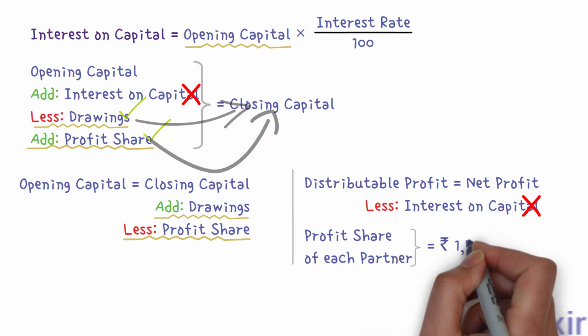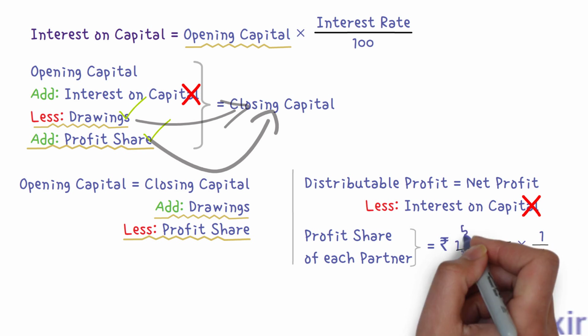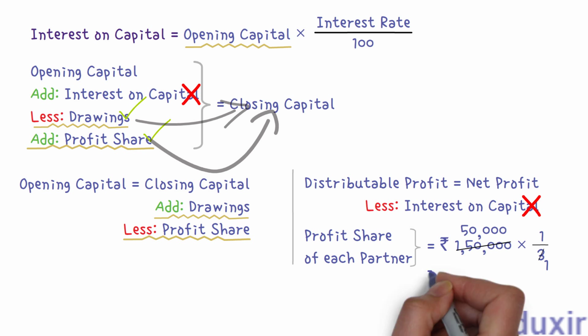Considering this, the profit share of each partner will be equal to the total net profit amount of 1,50,000 rupees multiplied with the profit sharing ratio of each partner, which is 1/3. Now cancelling with 3, 3 ones are 3, 50,000s are. The resulting value of this calculation is 50,000 rupees.